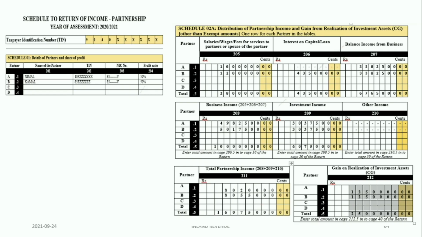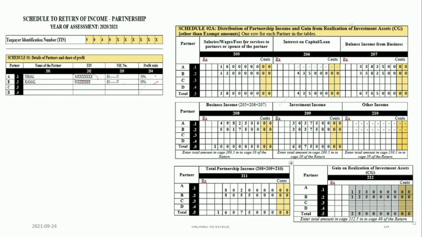Then we'll move to the schedules of the partnership tax return. This is schedule 1. In schedule 1, you have to include the details of partners. First, this is the partnership TIN number. Then the details of partners should be included. Partner A, Nimal, and his individual TIN number should be included under this cage, then the NIC number of the partner and profit sharing ratio. Kamal, same: his TIN number, NIC and profit sharing ratio. So the details of the partners should be included under schedule 1.